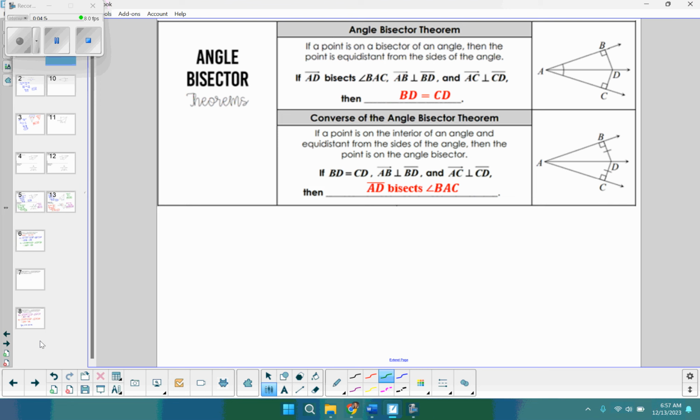Then we have our angle bisector theorems. So an angle bisector is a segment, line, or ray that cuts an angle into two congruent pieces. If a point is on the angle bisector, it will be equidistant from the sides of the angle. So the segments that are perpendicular to the sides from that point will be the same. And the reverse is true. If I see a point that is perpendicular to both sides and those are congruent, that makes that the angle bisector, and I can set those angles equal.